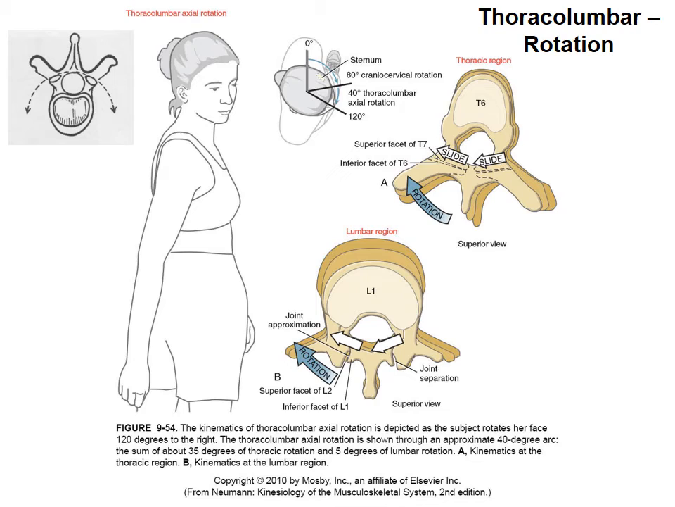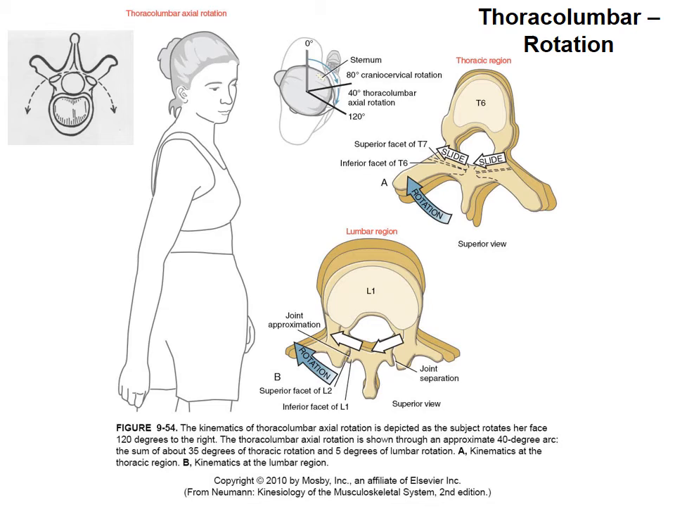When considering thoracolumbar rotation, the orientation of the facets in the thoracic and lumbar regions strongly dictate what sort of movements are allowed. You can see in the top right picture that the facets for the thoracic vertebra are orientated frontally or tangentially. This means these facets can simply slide against each other horizontally to produce the rotational movement.